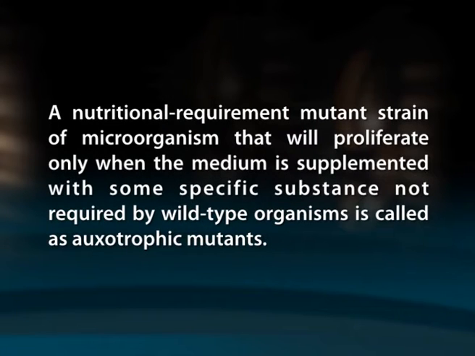Biochemical mutations have a lesion in one specific step of an enzymatic pathway. For bacteria, biochemical mutants need to be grown on a medium supplemented with a specific nutrient. A nutritional requirement mutant strain of a microorganism that will proliferate only when the medium is supplemented with some specific substance not required by wild type organisms is called an auxotrophic mutant.